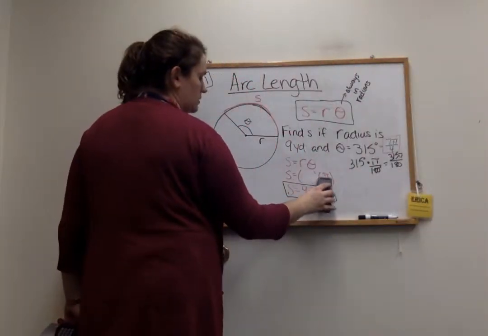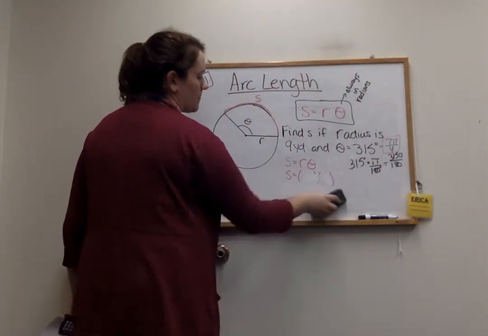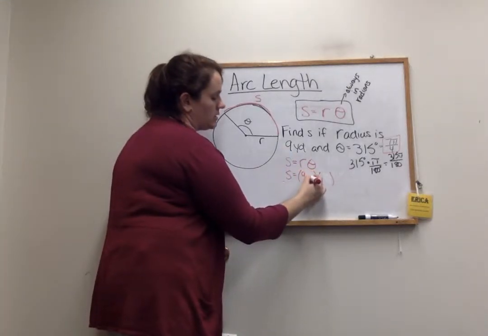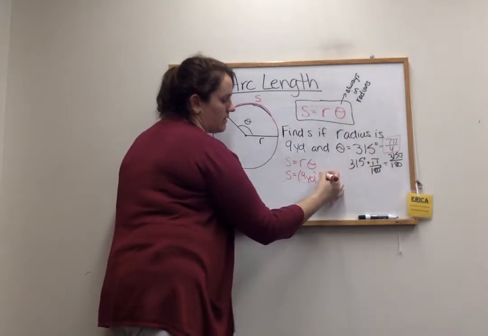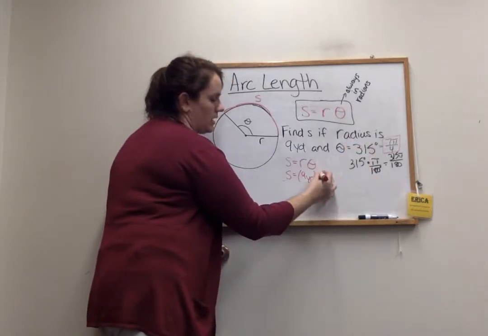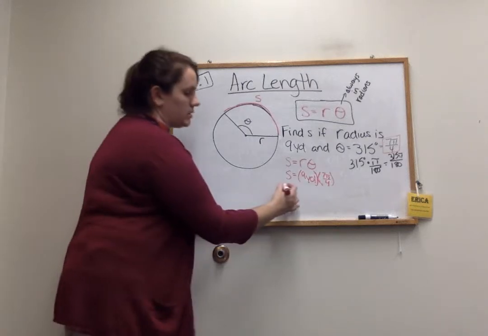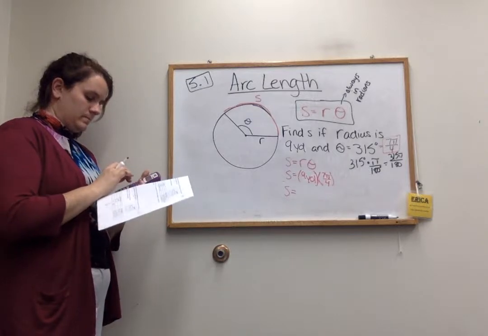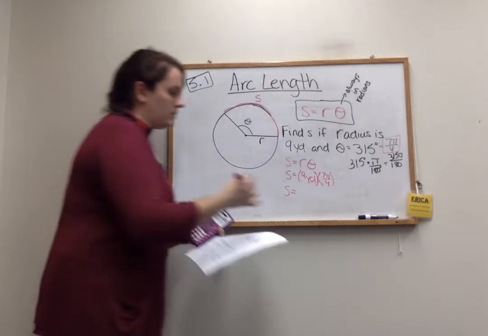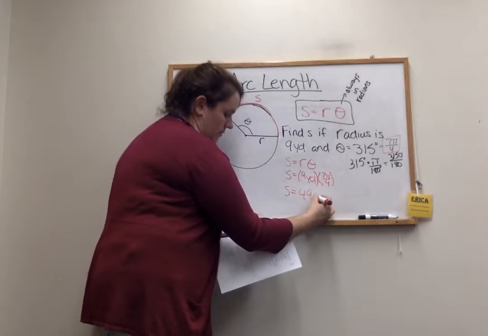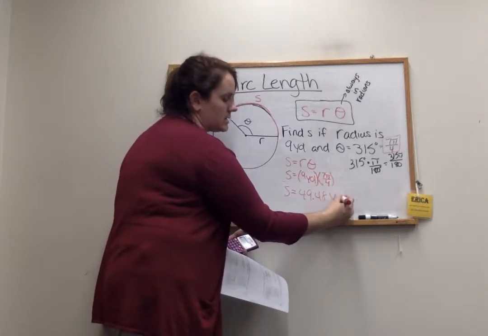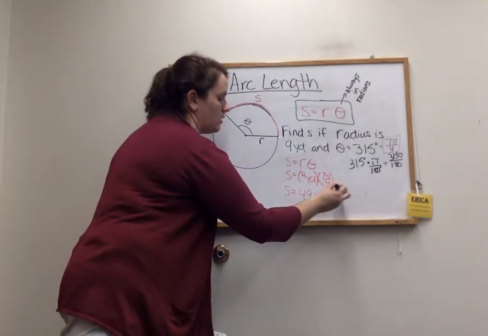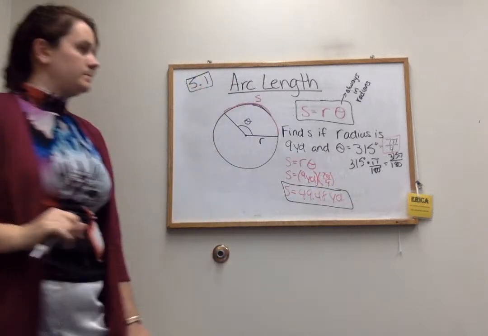I can erase these and plug in my new values for this problem. R is 9 yards. Theta is 7 pi over 4. And again, you can just plug that into your calculator: 9 times 7 pi divided by 4. And we get our arc length is 49.48. And the units are going to stay the same, yards. And that would be our answer for that problem.